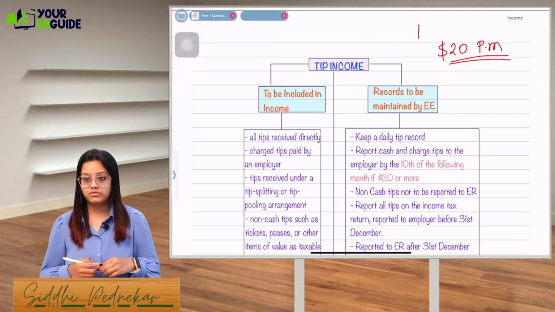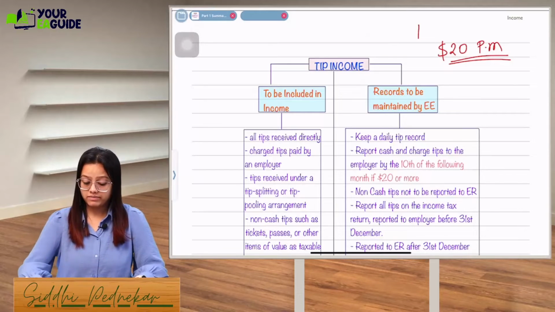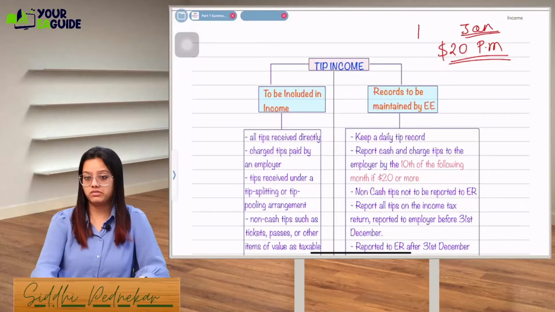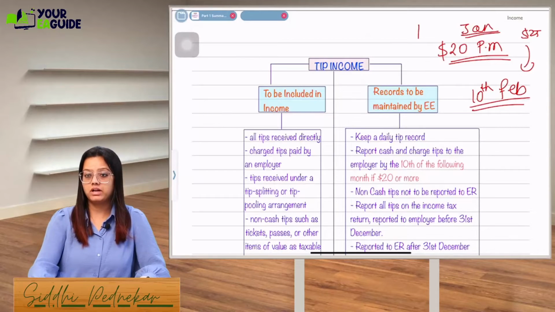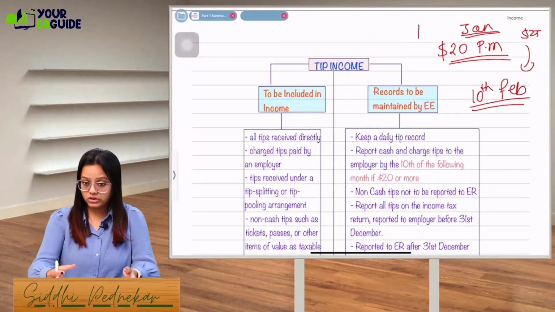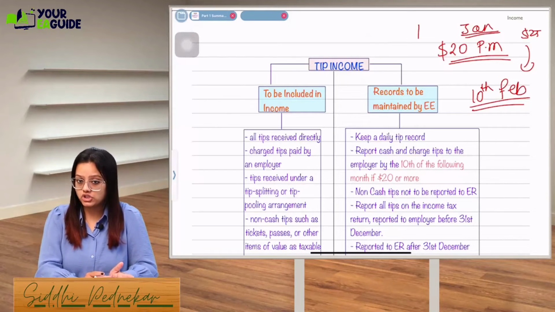If the earnings of the tip income are more than $20, then in the next month, let's say I have earned the tip income in the month of January for $25. So in the next month, that is Feb, till 10th of Feb, I will have to report this tip income to my employer, so that my employer can add it in the wages calculation.